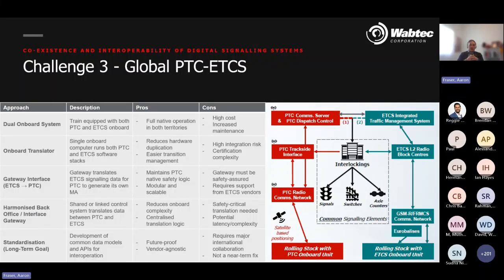Another approach could be to translate ETCS movement authorities into PTC movement authorities to assure safety throughout the network, or to have an onboard system that speaks dual languages. Each option reflects a balance between cost, complexity, certification, and operational integrity. And again, Wabtec is exploring how we are going to solve this, because we do see this as an important initiative that needs to be resolved on a global basis.